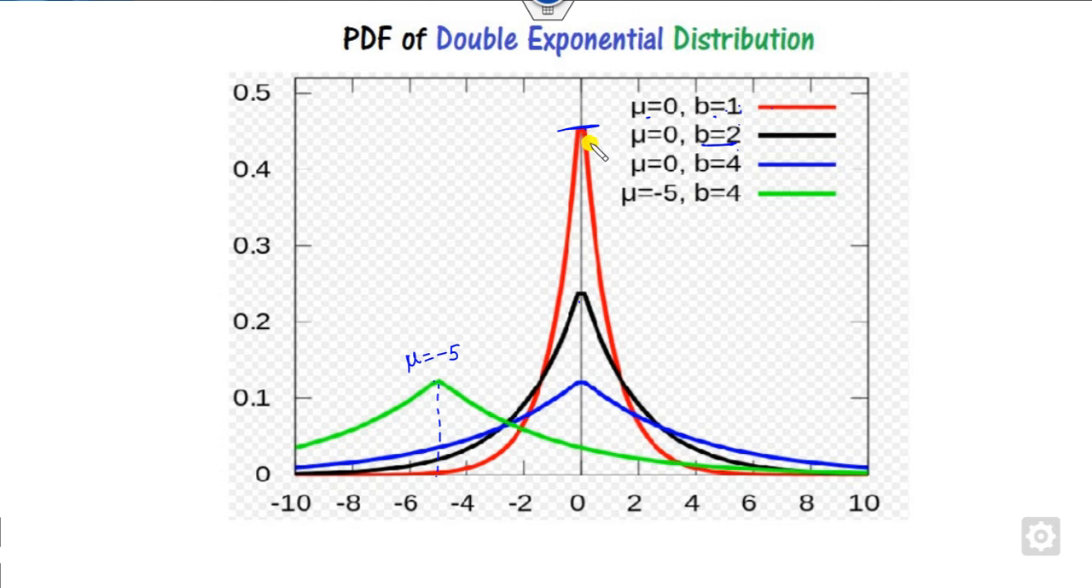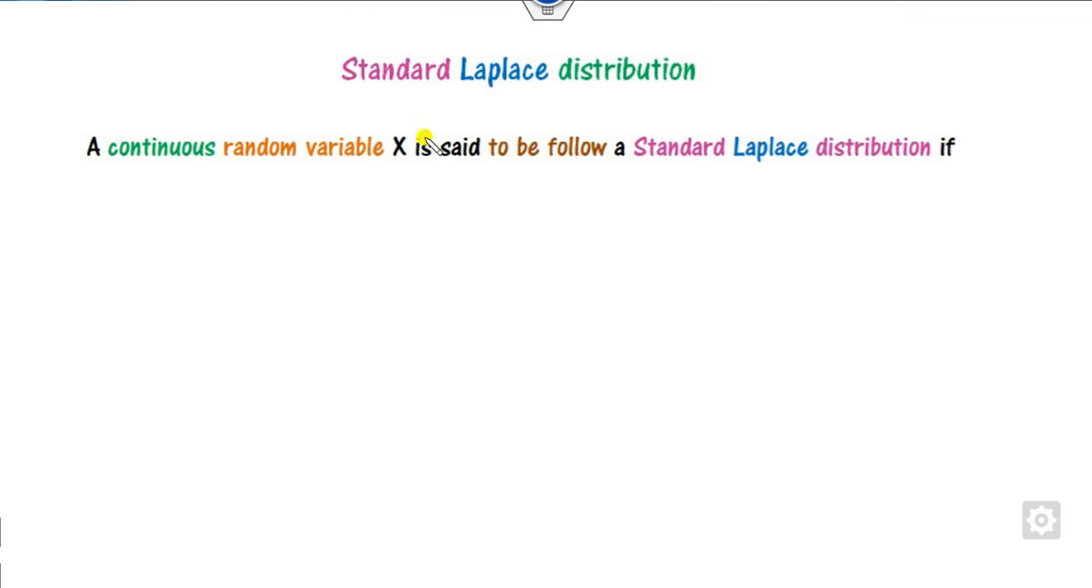Also you can see this part is an exponential graph, and this part is also an exponential graph. That is why it is called the double exponential distribution. All of you know the exponential distribution, so if you draw the graph this way, this is the double exponential, or Laplace, distribution. On the other hand, there is another form called the standard Laplace distribution.